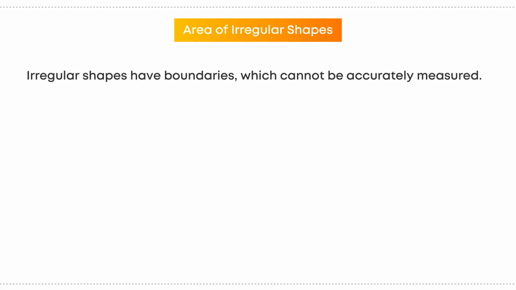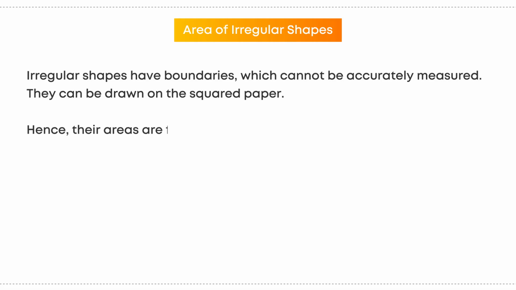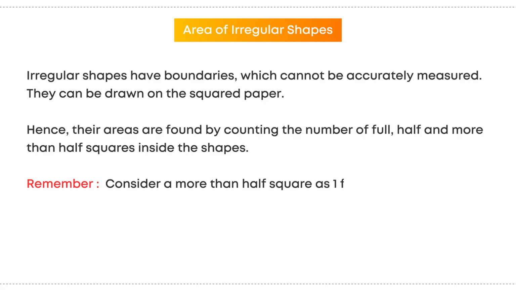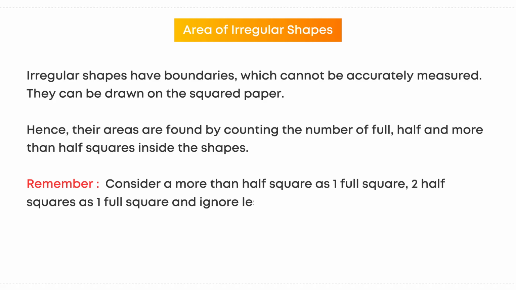Area of irregular shapes. Irregular shapes have boundaries which cannot be accurately measured. They can be drawn on the squared paper. Hence, their areas are found by counting the number of full, half and more than half squares inside the shapes. Remember, consider a more than half square as one full square, two half squares as one full square, and ignore less than half squares. So do not count them.